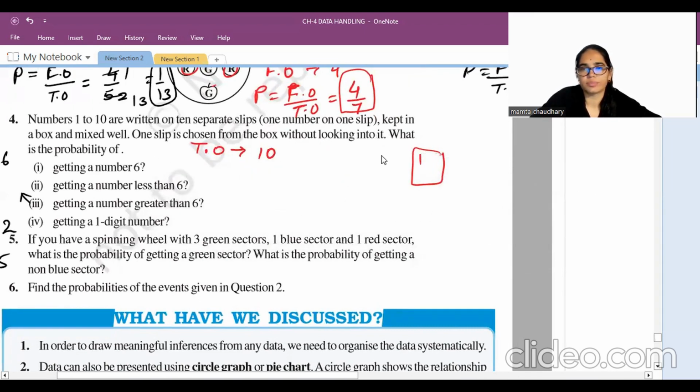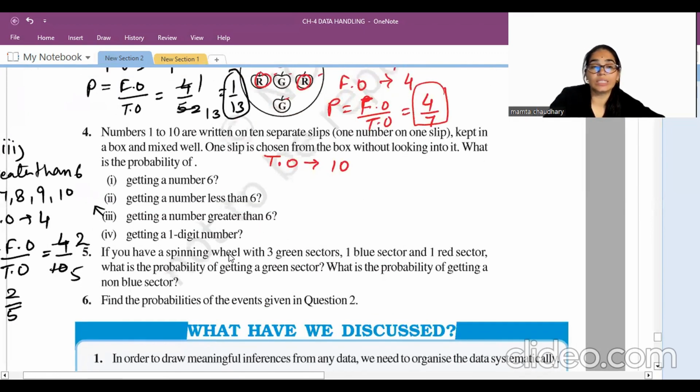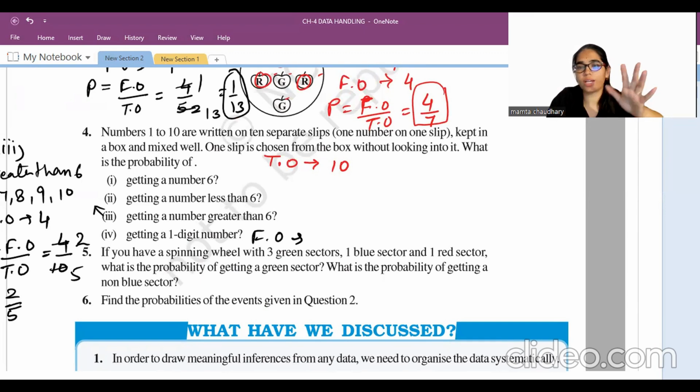Okay. Now, fourth bit. Getting a one-digit number. How many one-digit numbers are there? Favorable outcomes. How many one-digit numbers are there? 1, 2, 3, 4, 5, 6, 7, 8, 9. There are total 9 numbers which are one digit.